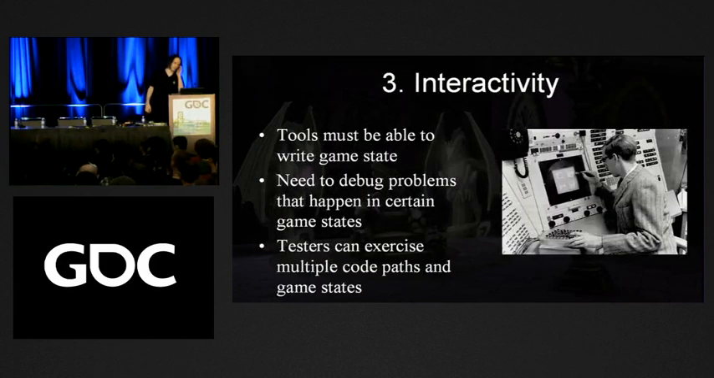So the third thing that I want to talk about is interactivity, the ability to write to the game state, really. So it's how you can debug these problems of game state. And actually, I have a really great example, and this also gives love to the testers here. There was a really horrifying bug that the testers found once. I'm trying to remember what the actual steps were.